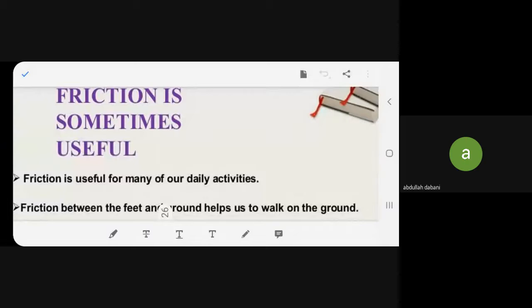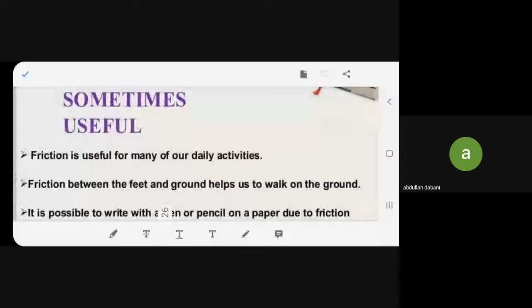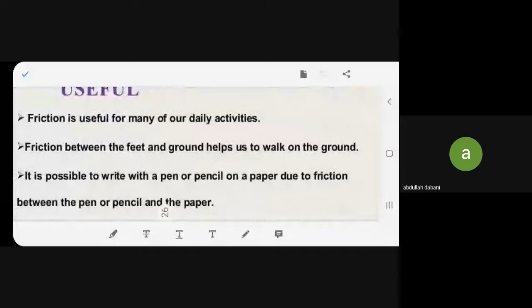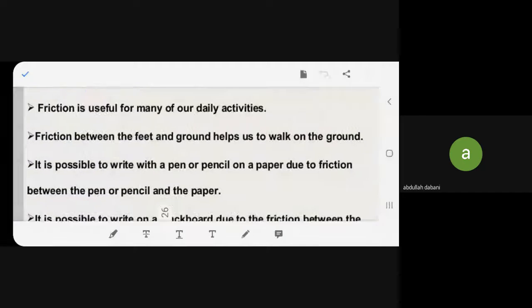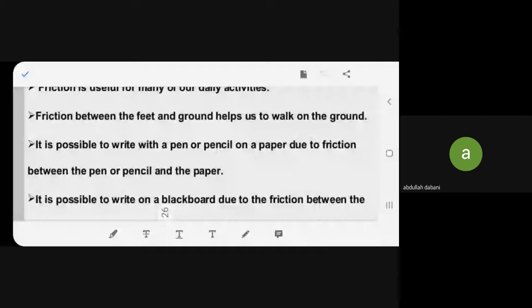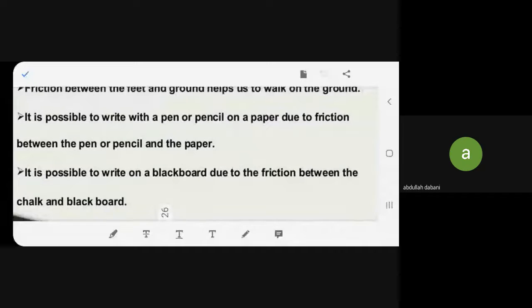Friction is sometimes useful. Friction is useful for many of our daily activities. Friction between the feet and ground helps us to walk on the ground. It is possible to write with a pen or pencil on paper due to friction between the pen or pencil and the paper. It is possible to write on a blackboard due to friction between the chalk and blackboard.